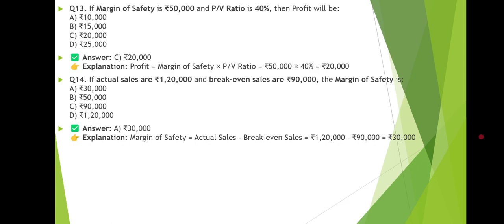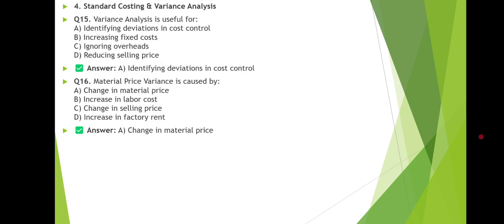So this is the right answer, 20,000. Next question we have, if actual sales are 1,20,000 and break even sales are 90,000, then the margin of safety is 30,000. And this is the explanation of margin of safety: actual sales minus break even sales. 120,000 minus 90,000 is equal to 30,000.